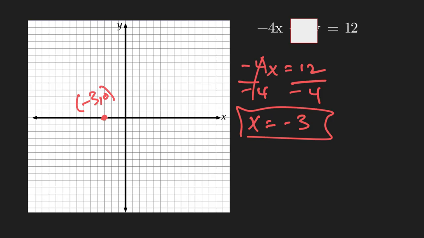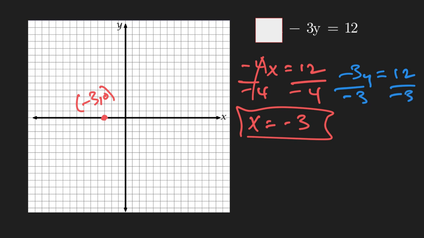And then if we cover up our x, -3y equals 12. How do we solve? Divide by -3. Y equals what? -4. Y equals -4, so 1, 2, 3, 4. And that is 0, -4.